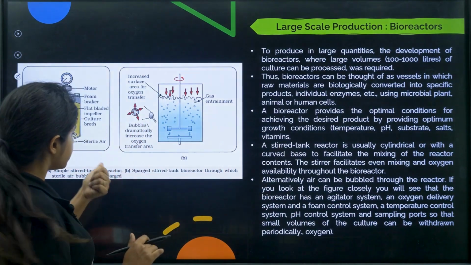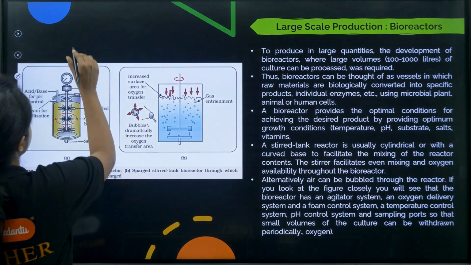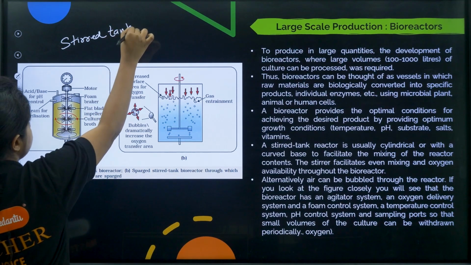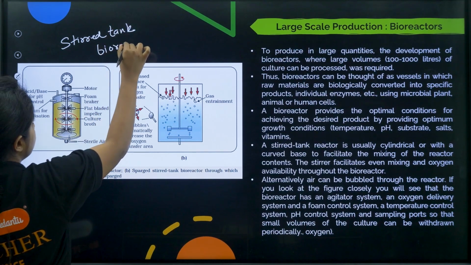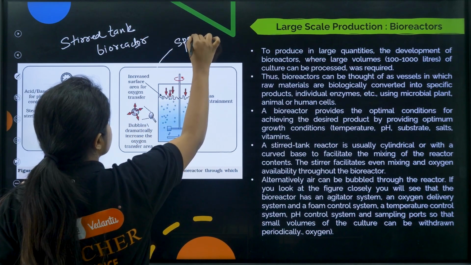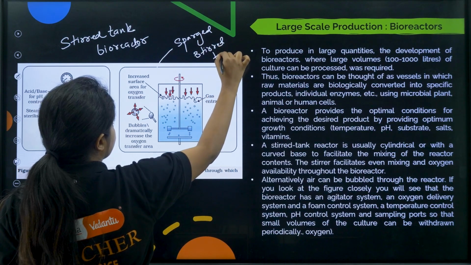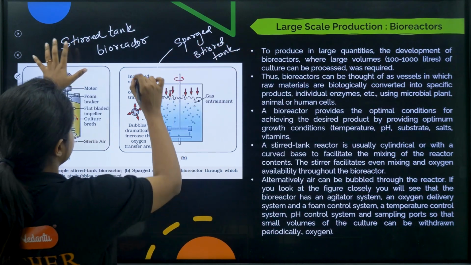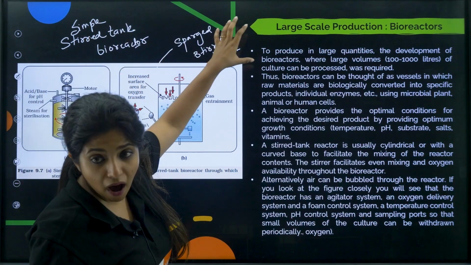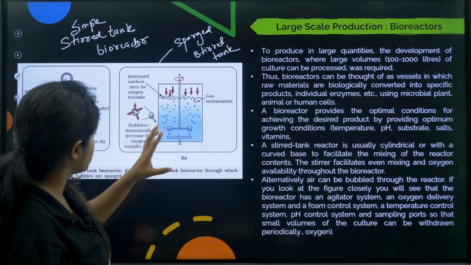One is the simple stirred tank bioreactor, and the other one is the sparged stirred tank bioreactor. So, this is the simple stirred tank, whereas over here you have the sparged stirred tank. What is the difference between them? You have to understand. This is the picture that is given.